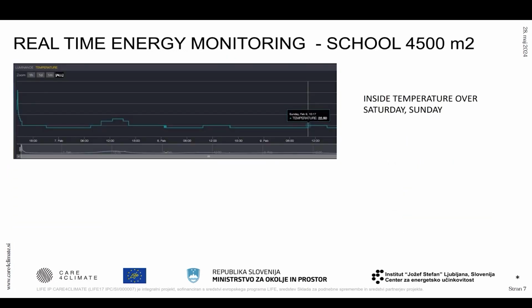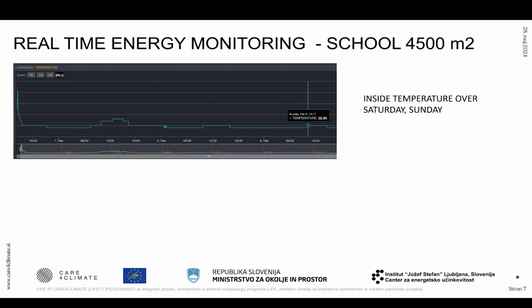So how about we take it to practice? This is one primary school. This is also in the north of Slovenia. It's quite a big one. I put the sensor on Friday. I took it off on Monday. You can see I got a flat line.